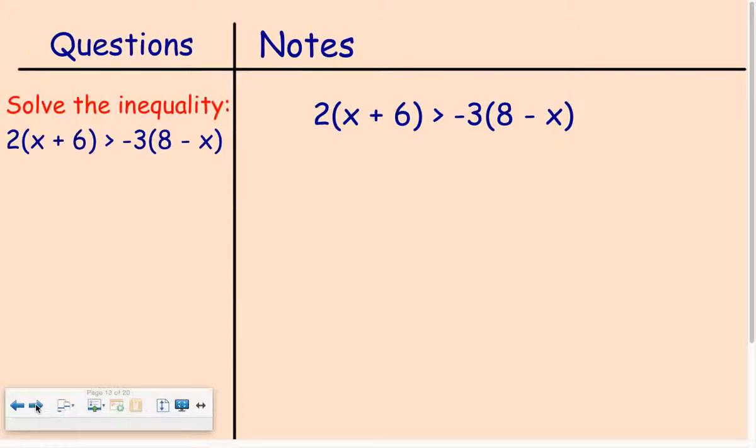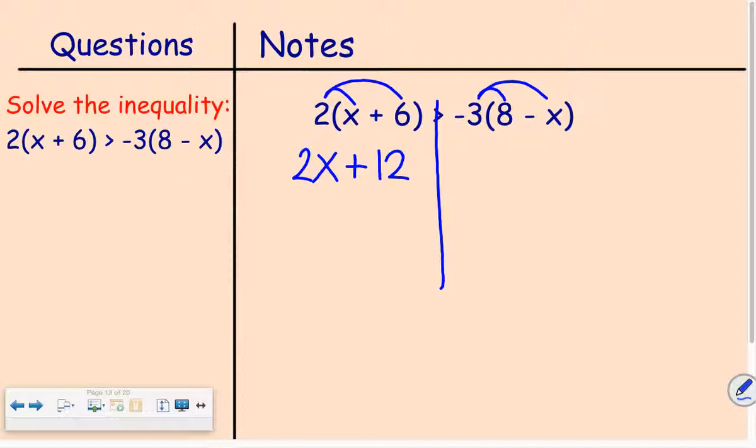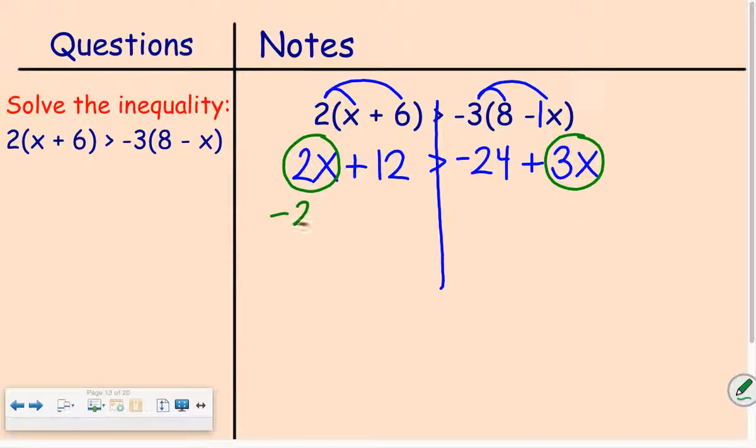All right, now we've got to distribute on both sides. So distribute on the left. 2 times x is 2x. 2 times 6 is 12, and we have to distribute on the right. So negative 3 times 8 is negative 24, and then I would squeeze a 1 in between that negative and the x to make it a little easier. So negative 3 times negative 1 is positive 3x. So now, let's get our variables on the same side. So to keep things positive, I'm going to subtract the 2x on both sides.